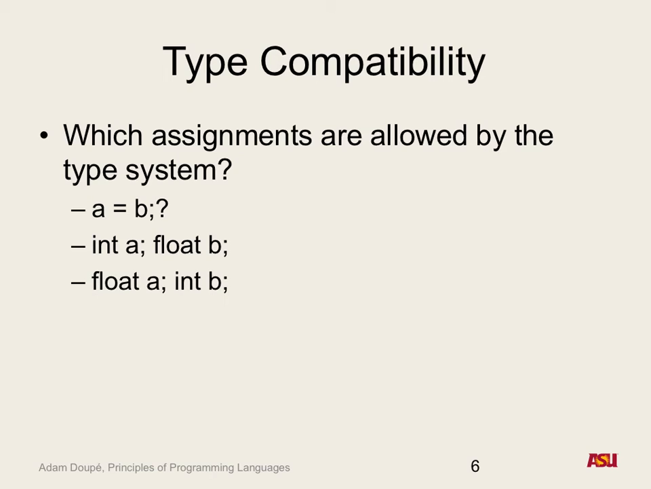What if A is a float and B is an int? Would you want to allow this or disallow this? Why? Allow it? Do you feel like the world's worst judge in this case? To pass judgment on this? Why would you allow it?